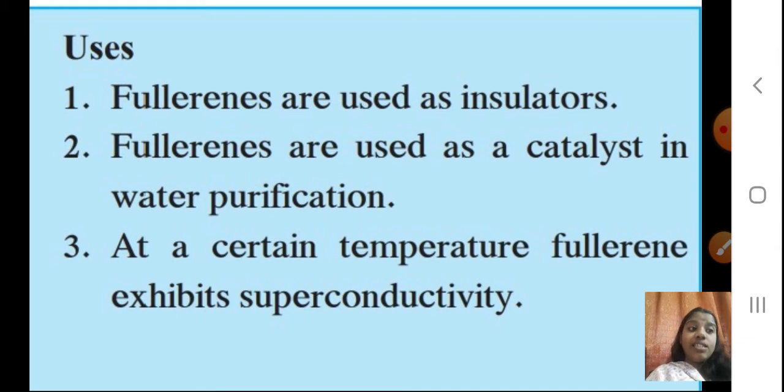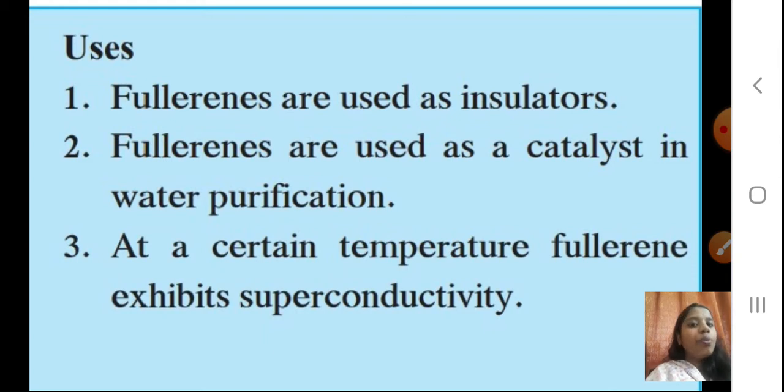Fullerenes are used as a catalyst in water purification. Do you know what a catalyst is? Where do we use a catalyst? We use a catalyst to alter the rate of the reaction, to increase the rate of the reaction, right? Does a catalyst take part in the chemical reaction? No, it does not take part, but it is present and helps to increase the speed of the reaction. So we can add fullerenes to increase the speed of reactions during the water purification process.